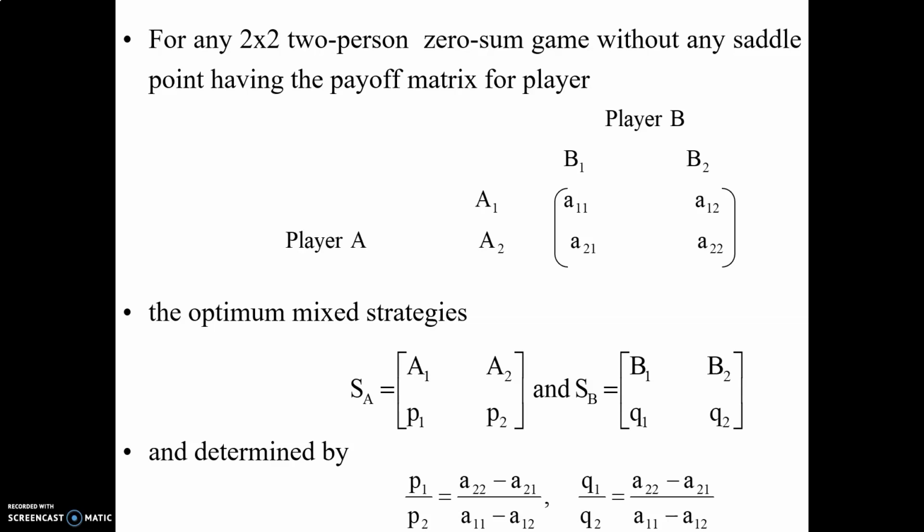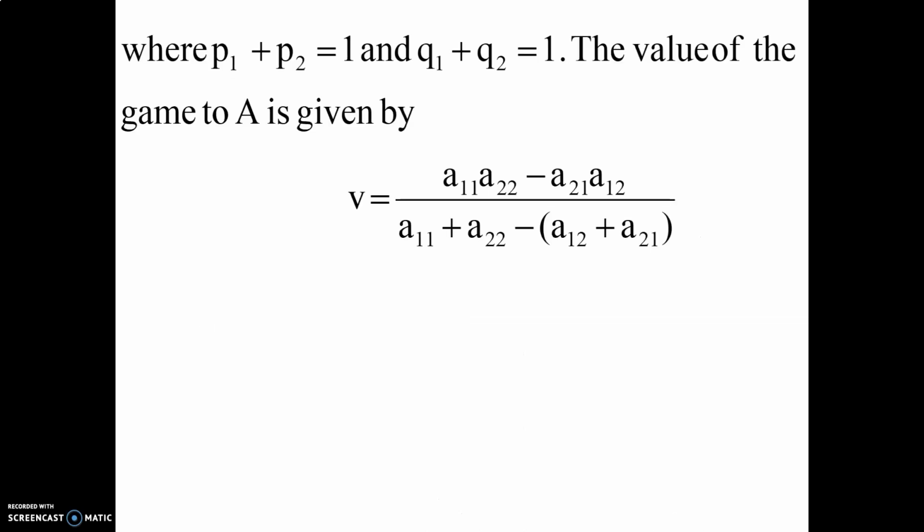This is where there is no saddle point and it's a two-person zero-sum game, so the mixed strategy will be used here also, where P1 plus P2 is always equal to 1 and Q1 plus Q2 is always equal to 1. Then how would you find the value of the game, which is the ultimate objective of going through this game theory? It is (A11 A22 minus A21 A12) upon (A11 plus A22 minus A12 minus A21). So this is the method from which you can find the value of the game.